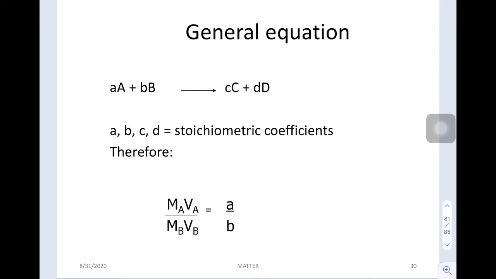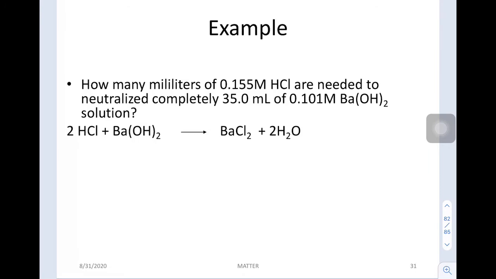V is the volume of the first reactant, and MB is the concentration of the second reactant. VB is the volume of the second reactant. A is the coefficient of A, and B is the coefficient of the second reactant B. So let's look at the example.